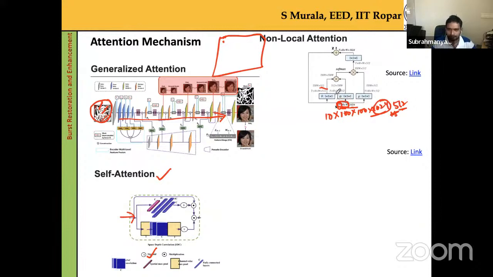I'm reshaping all of THW into one side. It's like a 2D matrix. And similarly, I am performing here. So here A is there, and here A transpose is there, where A is nothing but THW by 512, and here 512 by THW. A into A transpose, if I get, I will be getting THW by THW. And then I'm applying a softmax layer.